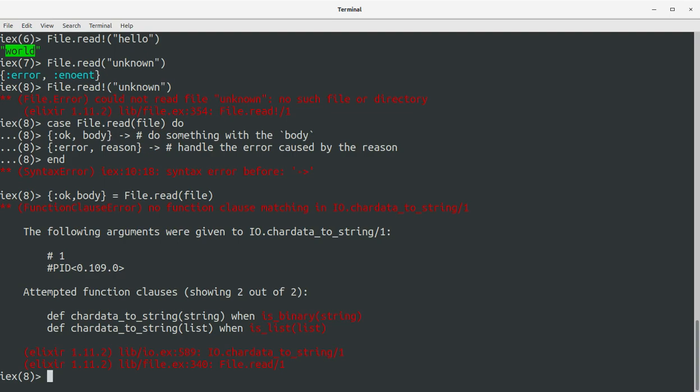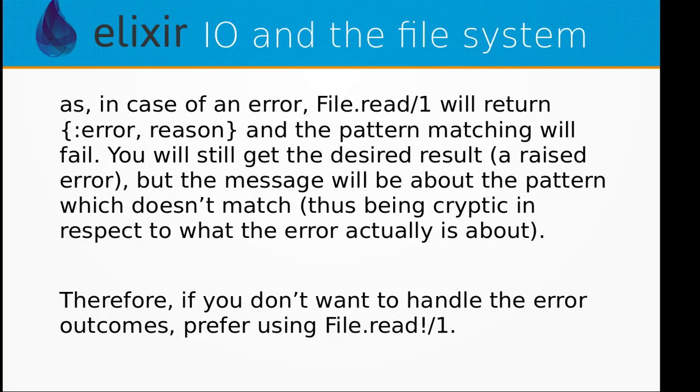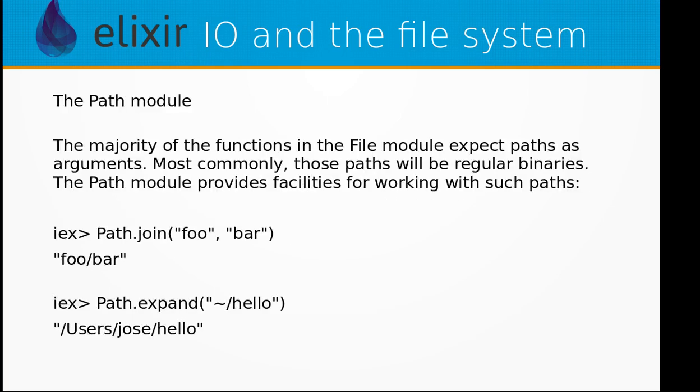This raises an error of character data to string. As in case of error, File.read will return the error reason and the pattern matching will fail. You will still get the desired result, a raised error, but the message will be about the pattern, which doesn't matter, thus being cryptic in respect to what the error actually is about. Therefore, if you don't want to handle the error outcomes, prefer using File.read!